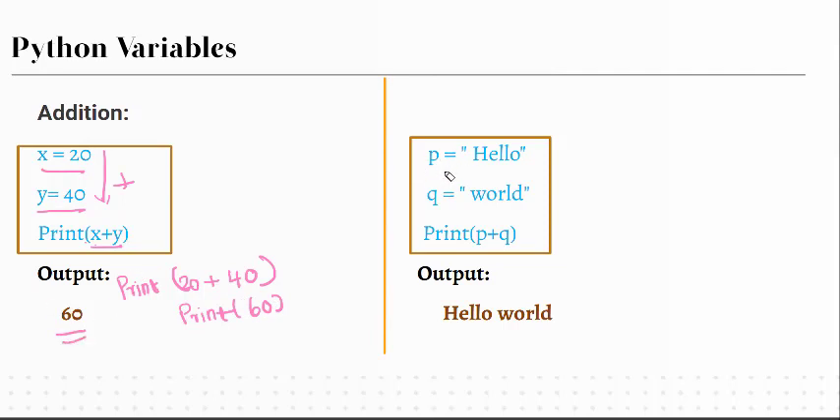Here the values are assigned as a string data type. P is a single variable that is assigned hello, and Q is another single variable that is assigned world. Now print of P plus Q. P is assigned hello and Q is assigned world. Now add these two string data types, hello plus world. So we get the output as hello world.